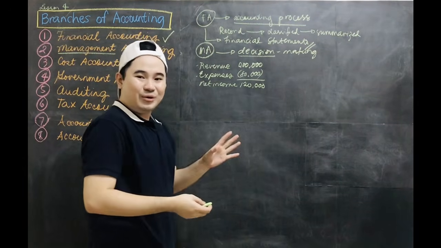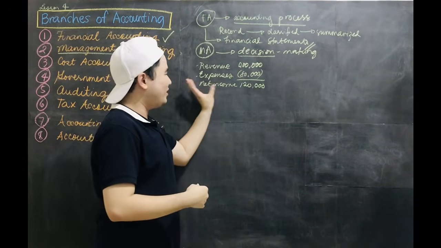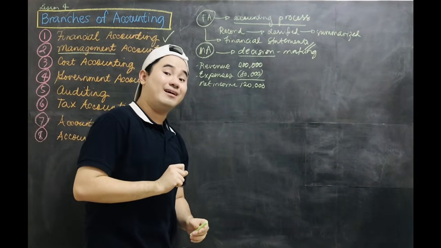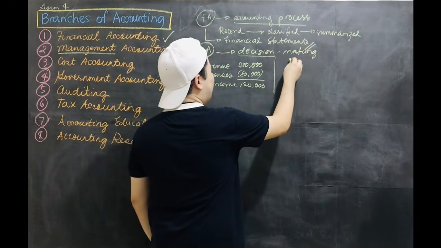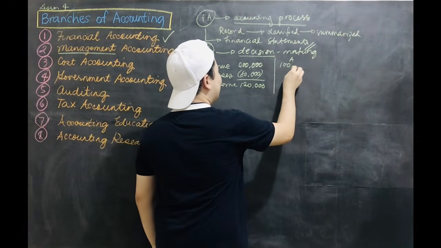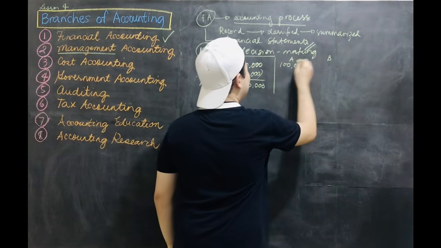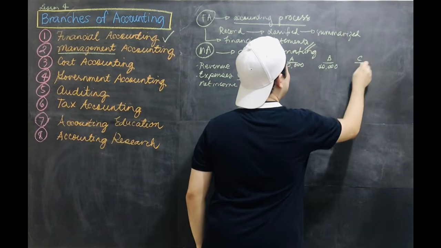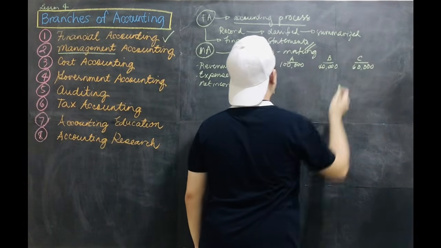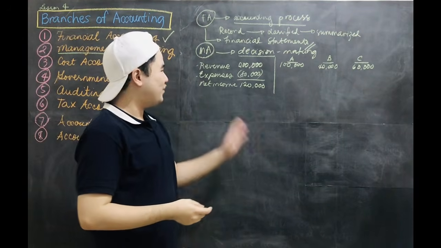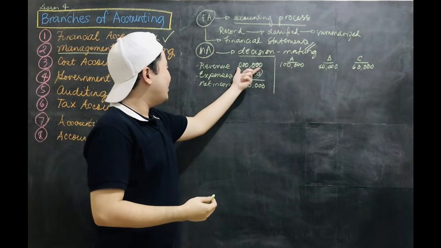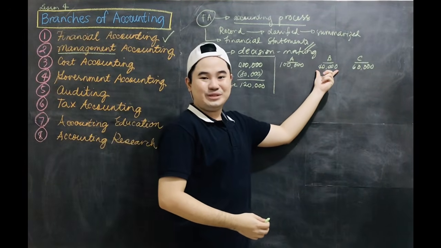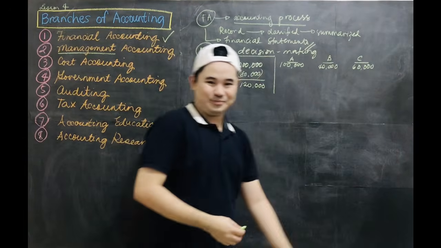Now, we will be doing this report per department of a company. Let's say, for example, they have 3 product lines. Let's say product A is 100,000, and then product B is 40,000, and then product C is 60,000. Let's say that the breakdown of this total revenue is 100,000 for product A, 40,000 for product B, and 60,000 for product C.